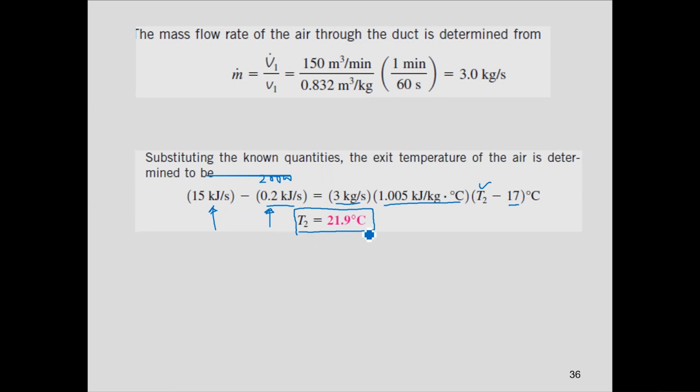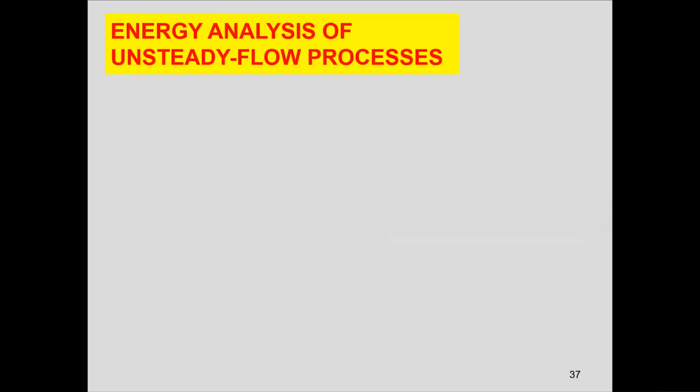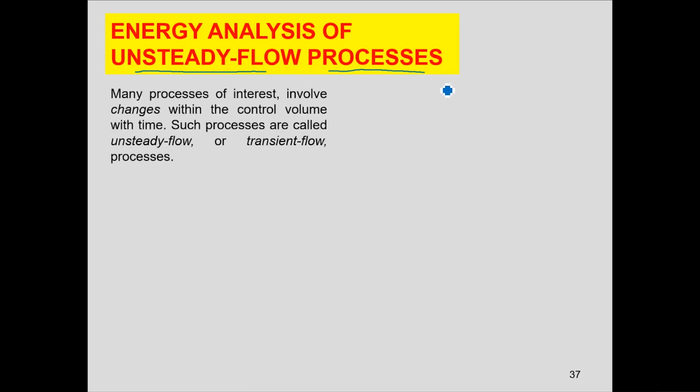Now, this brings us to the end of the devices that we had to look into. The last portion of our discussion on chapter 5 is basically the energy analysis of unsteady flow processes. When we say unsteady flow processes, we understand that these are the processes in which the properties within the control volume change with time. Such processes are unsteady flow or transient flow processes.